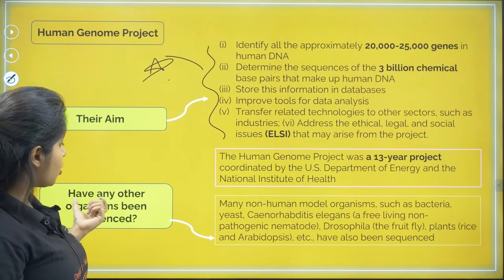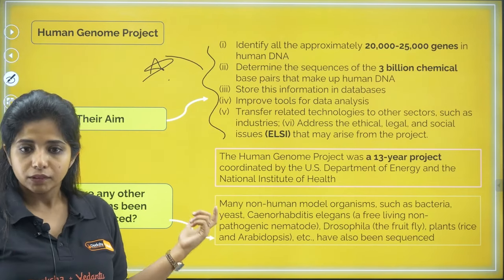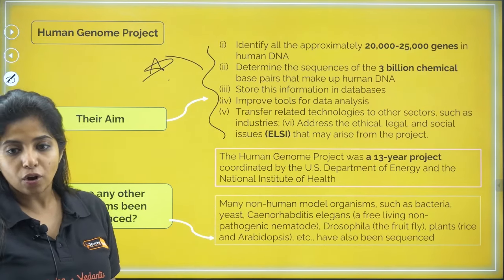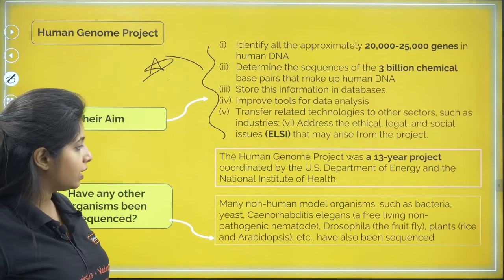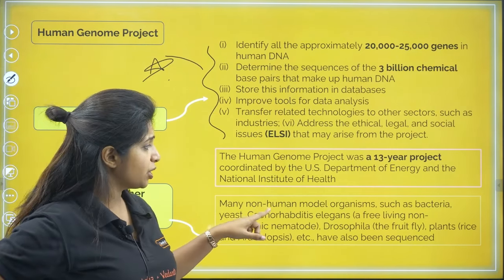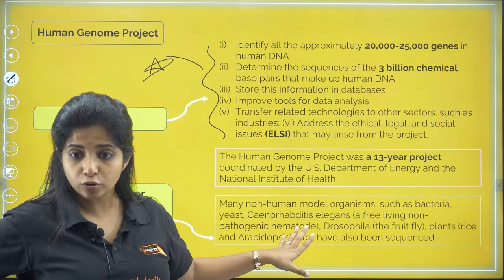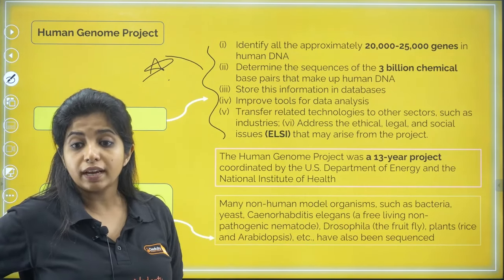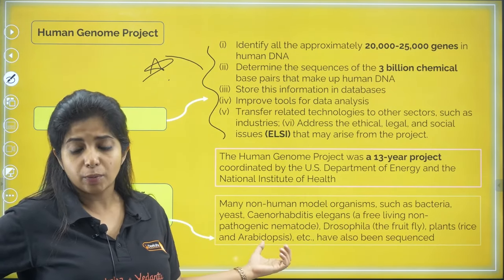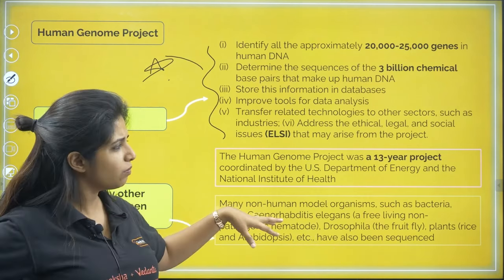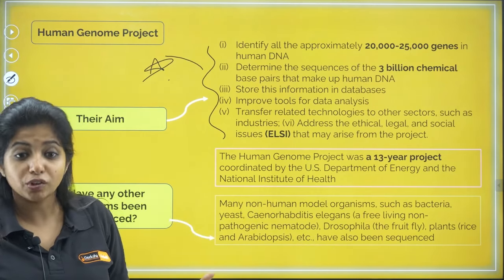Now have any other organisms been sequenced? So yes, non-human model organisms such as bacteria, yeast, Caenorhabditis elegans, that is a free living non-pathogenic nematode, that was also sequenced. Drosophila, the fruit fly, plants, rice and Arabidopsis were also sequenced. Just remember the names. Questions have not come yet, but you never know.